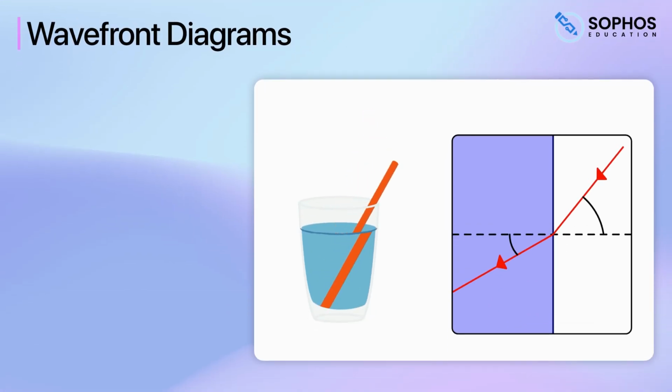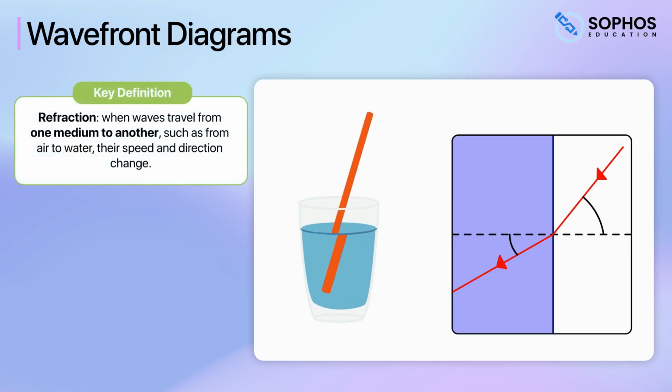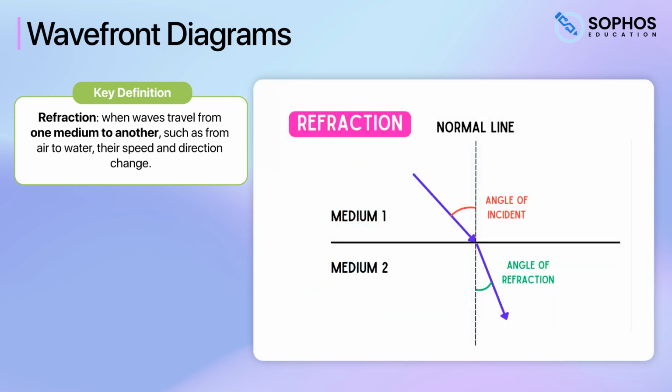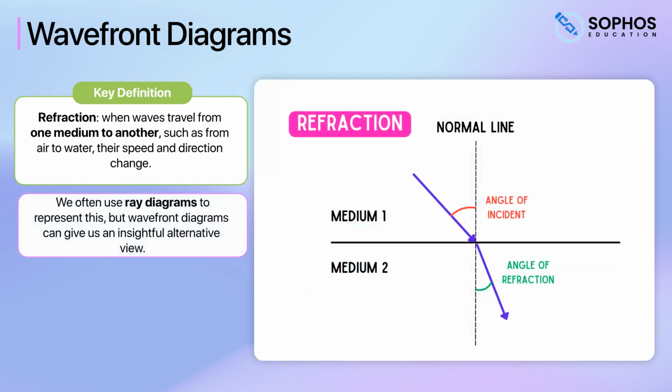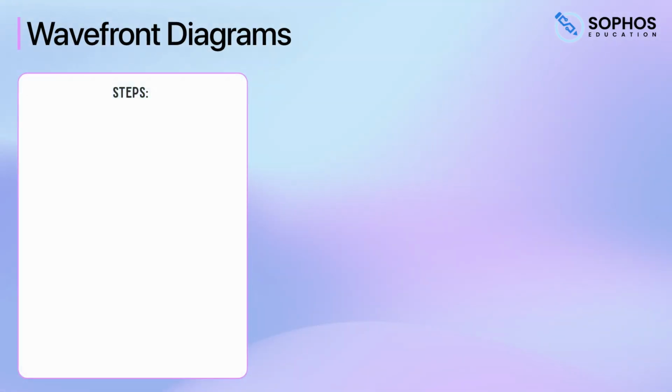Let's look more at how wavefronts can help us understand refraction. As we have learned, when waves travel from one medium to another, such as from air to water, their speed and direction change, known as refraction. We often use ray diagrams to represent this, but wavefront diagrams can give us an insightful alternative view. Let's do a step-by-step illustration of a wavefront diagram.